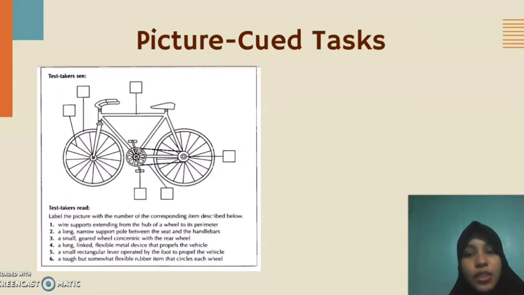Next, picture cued tasks. In picture cued tasks, the test taker reads a series of sentences or definitions that respectively describe the labeled portion of the image or diagram. Their job is to identify each one of the labeled items. In the following diagram, the test taker doesn't have to know every area, but by reading the definition, they can make an identification. As an example, here.